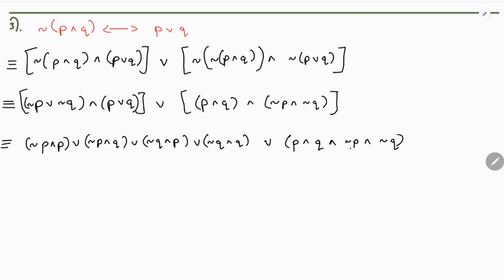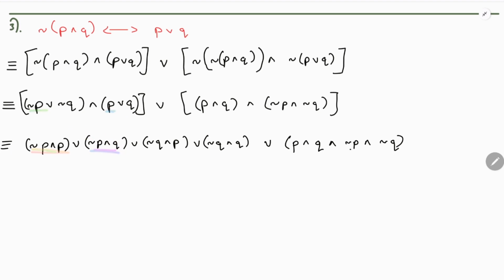Okay, what I have done in the distributive law is, first I give this negation P to P and Q also. So here is negation P with P, negation P with P, negation P with Q, and now I give this negation Q to both of these variables, negation Q with P, negation Q with Q. Okay, so this part is solved now, and we will come to this.